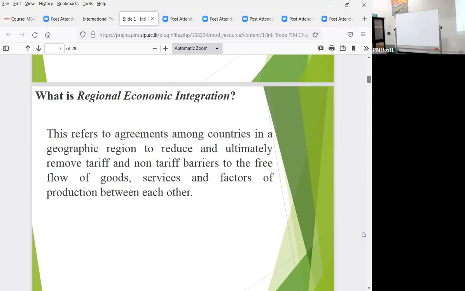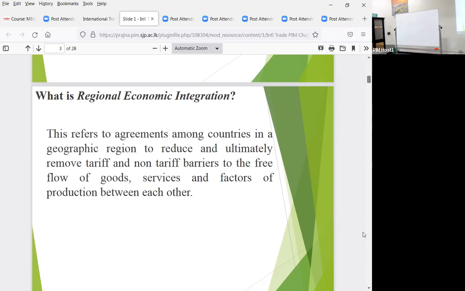For free trade, for goods to flow from one country to another, or one region to another region, there are some barriers to trade. So by integrating, we are removing the barriers. There are two types of barriers to international trade. One is the tariff barrier. The other one is the non-tariff barrier. What is the tariff barrier?